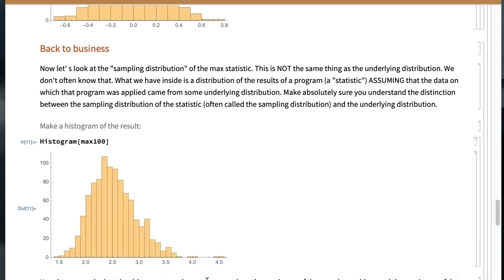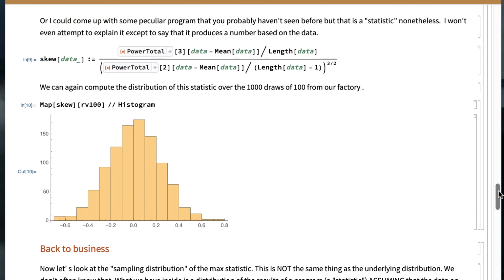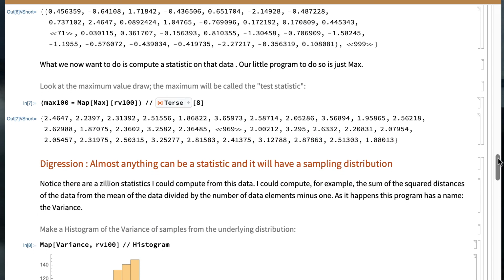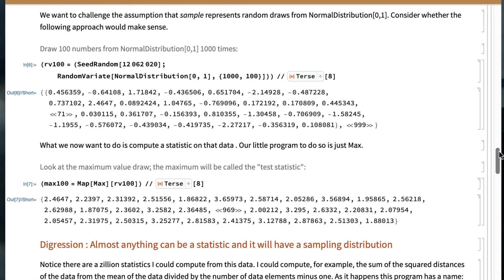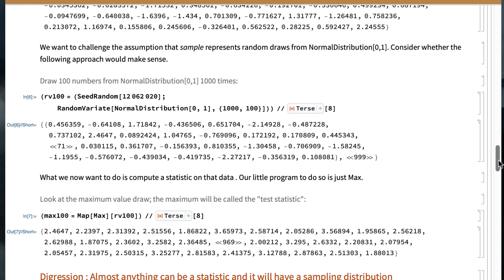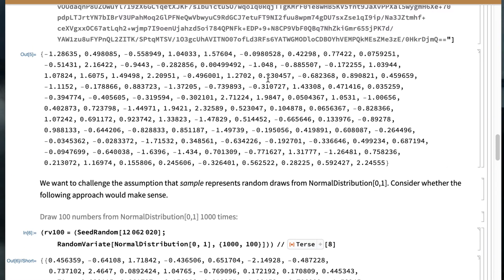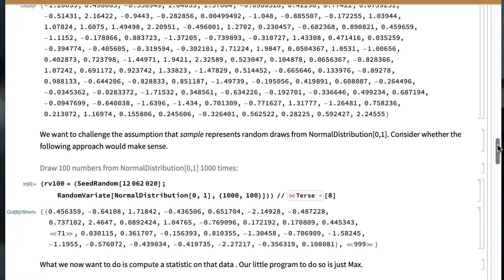Let's be crystal clear what we're looking at here. This is a sampling distribution of the max statistic. That is, we've taken our underlying distribution, which was normal 0, 1. We've run it 1,000 times, each time drawing 100 picks, and we're looking at the maximum. That's not the same as the original data that we have, which came from who knows where.